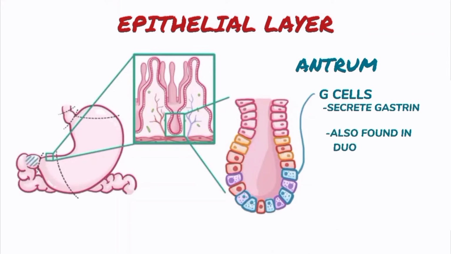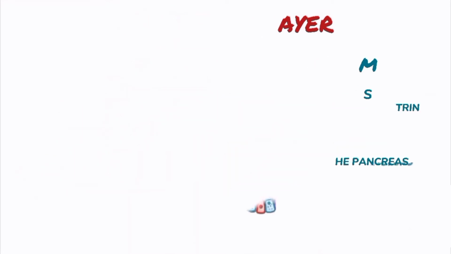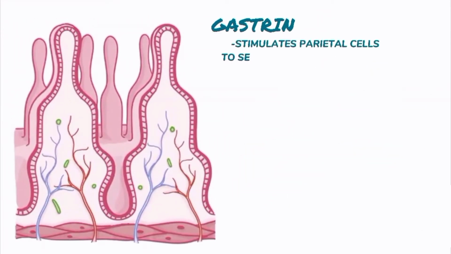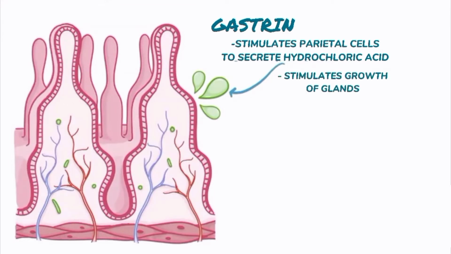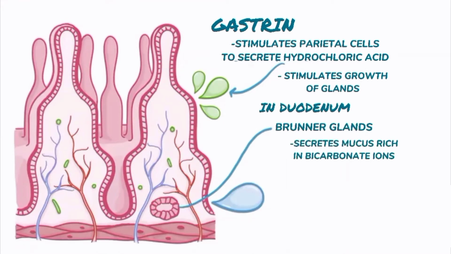The G cells are also found in the duodenum and the pancreas, which is an accessory gland of the gastrointestinal tract. Now, gastrin stimulates the parietal cells to secrete hydrochloric acid and also stimulates the growth of glands in the epithelial layer. In addition, the duodenum has Brunner glands, which secrete mucus rich in bicarbonate ions.